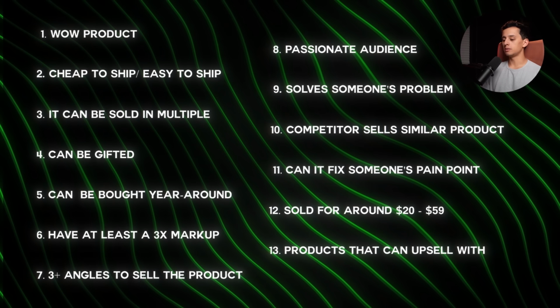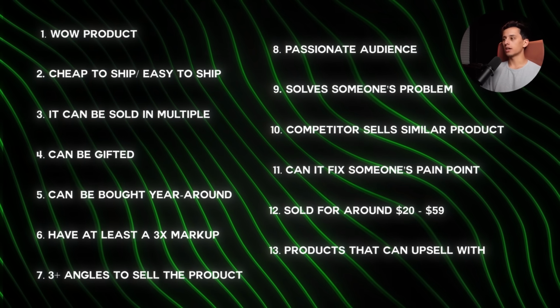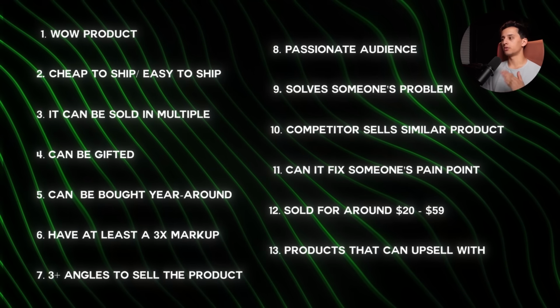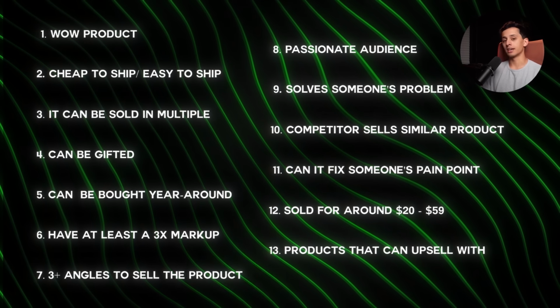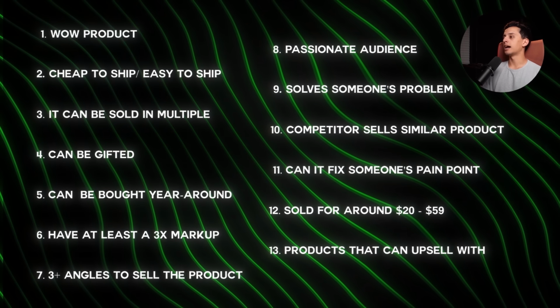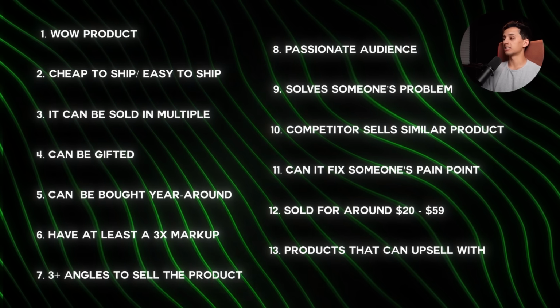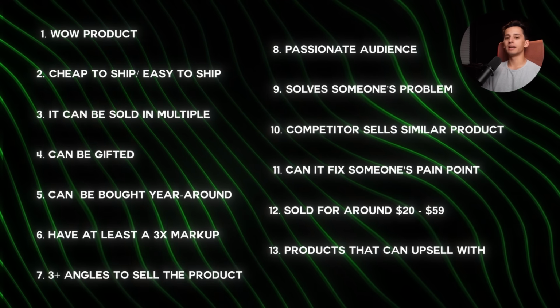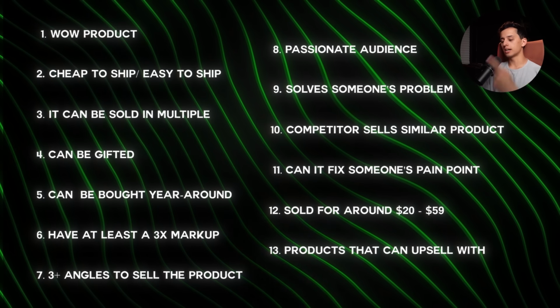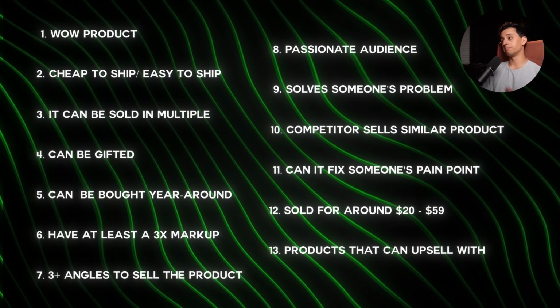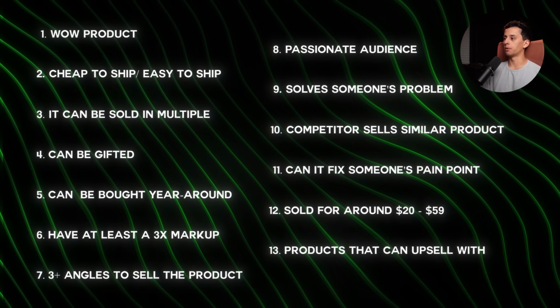This just means you need different ways to approach who you're selling to make sure there's a creative way for you to get at it. Number 8, it has some type of passionate audience, just like the niche research. Number 9, solves someone's problems, just like niche research. Number 10, there's someone else selling a similar product. This is good because it validates exactly what you're trying to sell and lets you know that, hey, maybe this is a good product if other people are selling it.